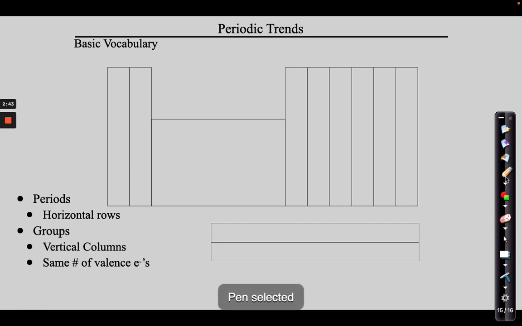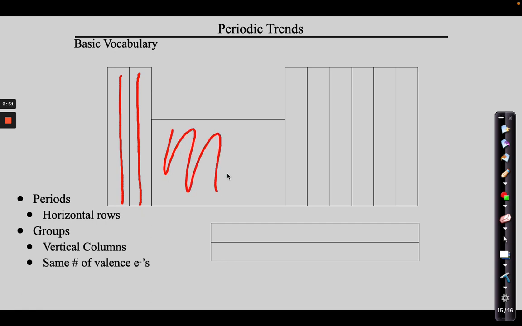We know that here, how many valence electrons do they have right here? All of them have 1 valence electron. How many do they have here? 2. All of these all have how many? 2, right? How many do these have? 3. How many do these have? 4, right? 1, 2, 3, 4 valence electrons, and so on and so forth.